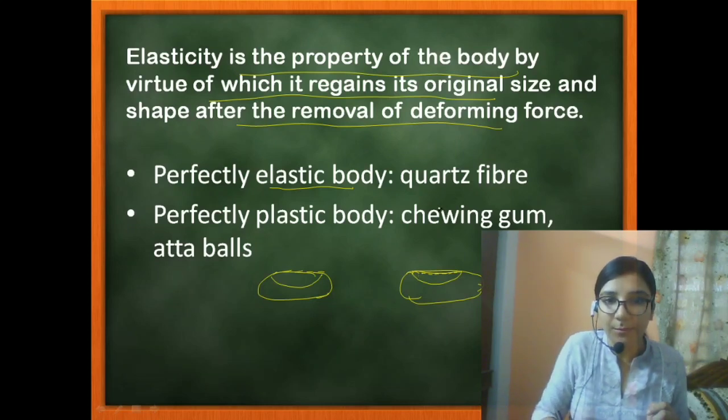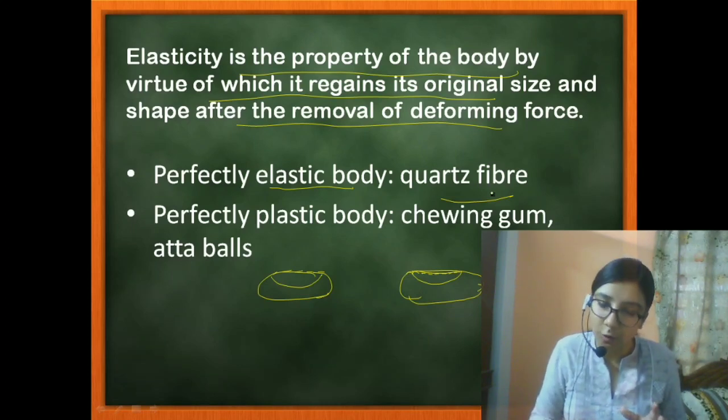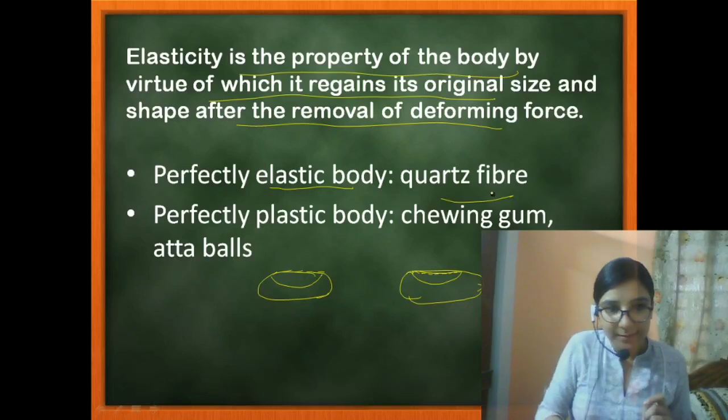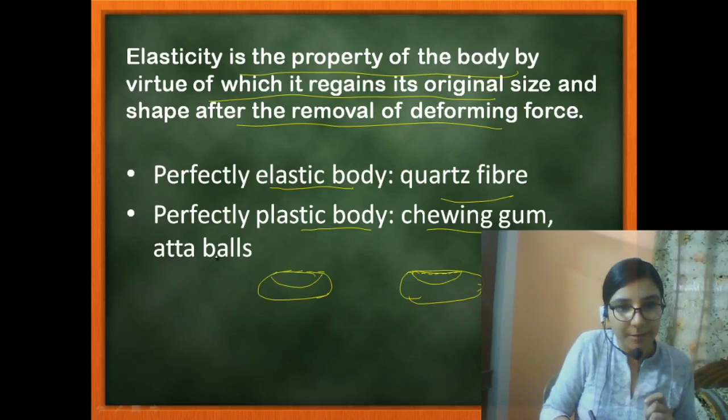And the example of perfectly elastic body is quartz fiber. That is, when we apply the force on a quartz fiber, it will get deformed, and when we remove the force, it will completely regain its shape and size. Okay, now let's see the second one, that is perfectly plastic body. Example of it is chewing gum and atta balls.